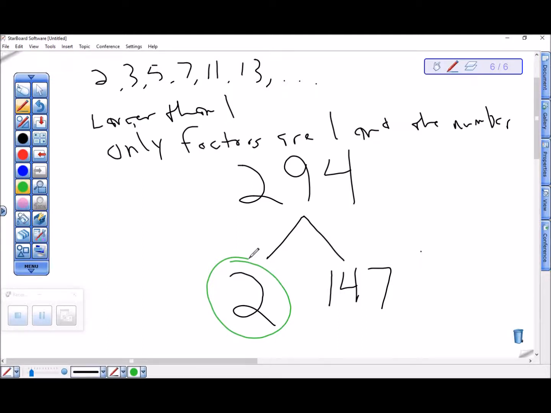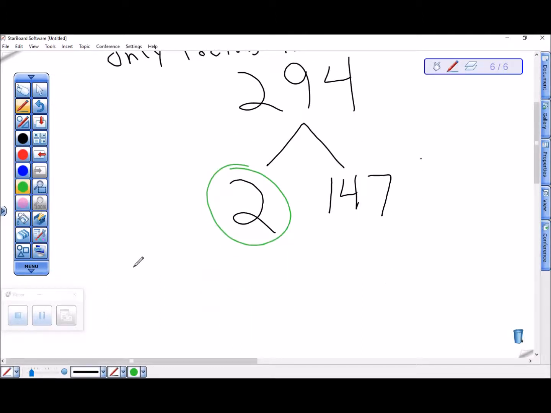147, I don't know if it's on that list or not, but if I look at it, I can see that it's not divisible by 2. So I'm kind of done with 2. I wonder if it's divisible by 3. So if I take out my calculator and type that in, or remember my trick of adding together the digits, 1 plus 4 is 5, plus 7 is 12, so that's definitely divisible by 3. And in fact, it's 3 times 49.